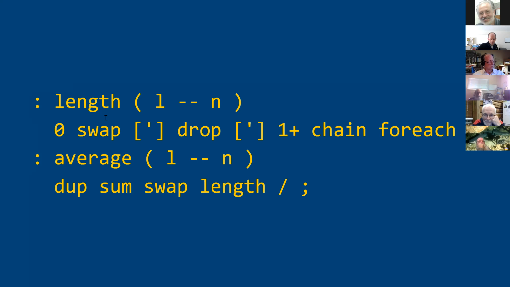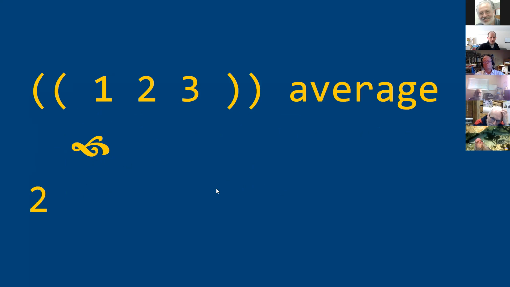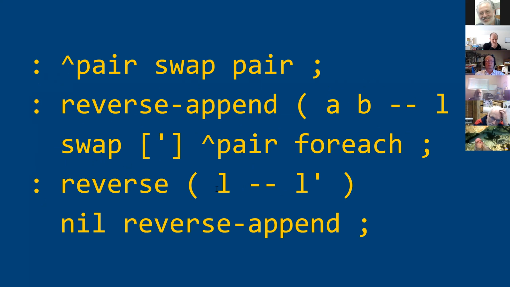Using all of this, you can do some fun things. You can take a list and build up a length operation by chaining together a drop and a plus, and that will count up the items in the list. You can also build up an average operation by using our previous sum and length operations. You can do things like that, get the length of the list or the average of the list.